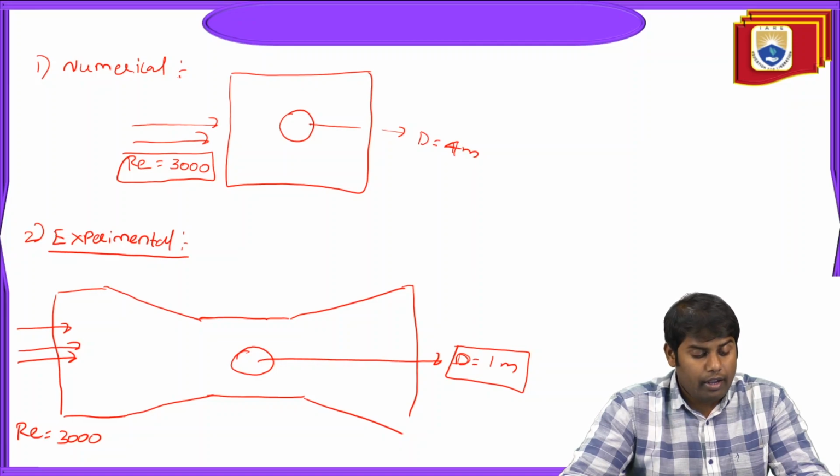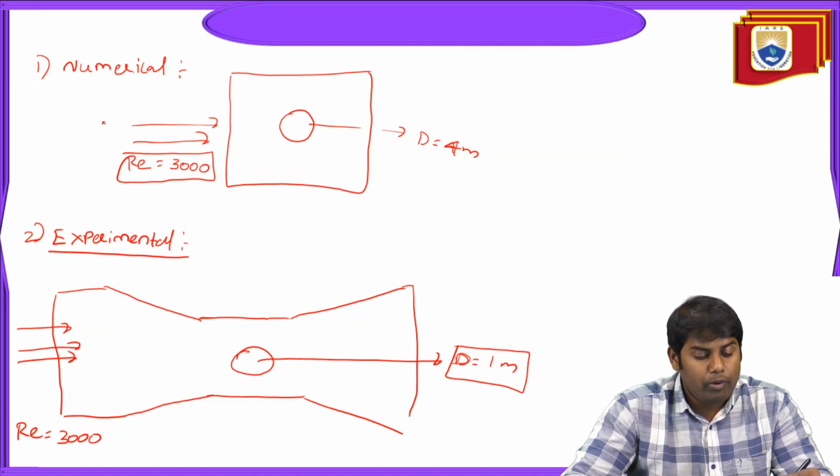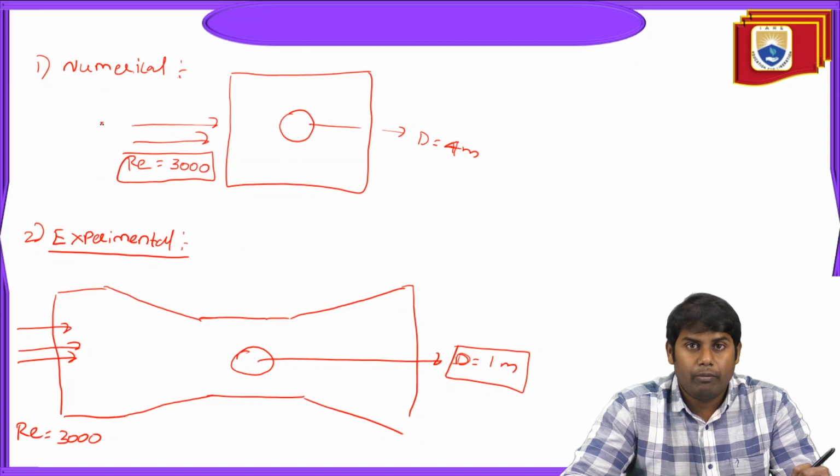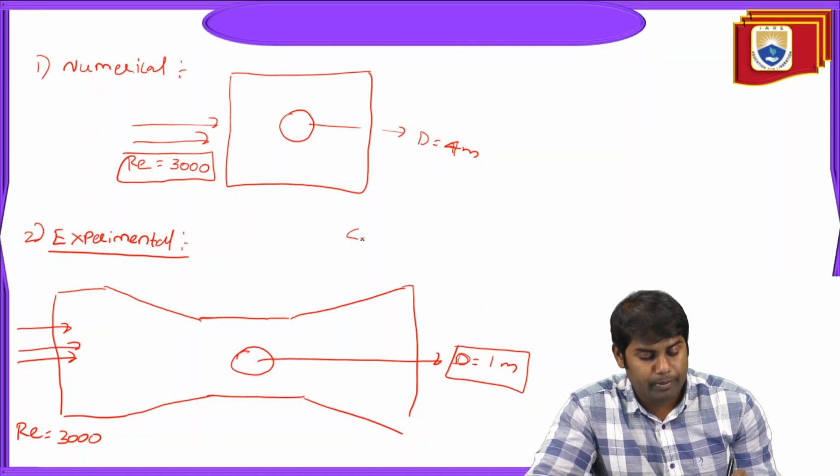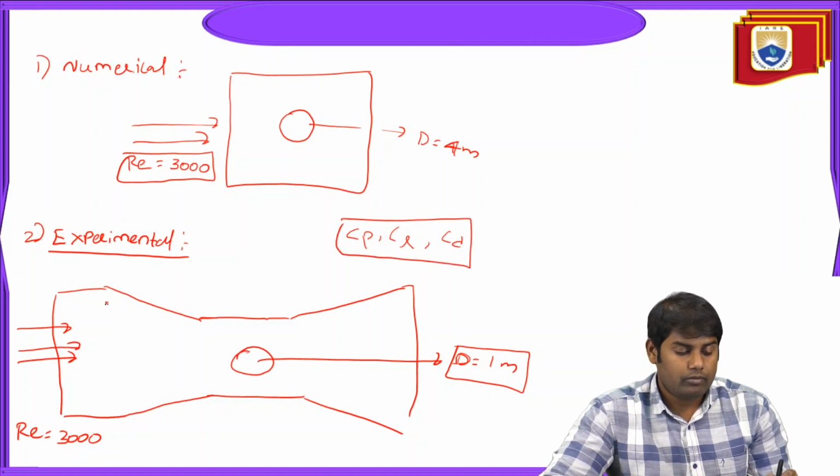Now, if the Reynolds number in the numerical result and in the experimental result are the same, then the value of the coefficient of pressure, CP, basically we mainly see the pressure distribution. Next we will see CL, the coefficient of lift. Next we will see CD, the coefficient of drag. These values will be the same.